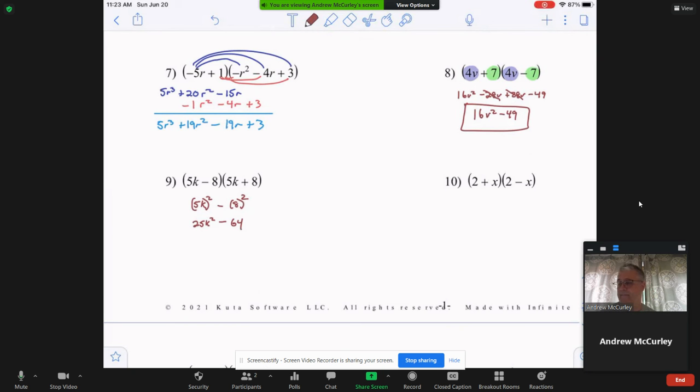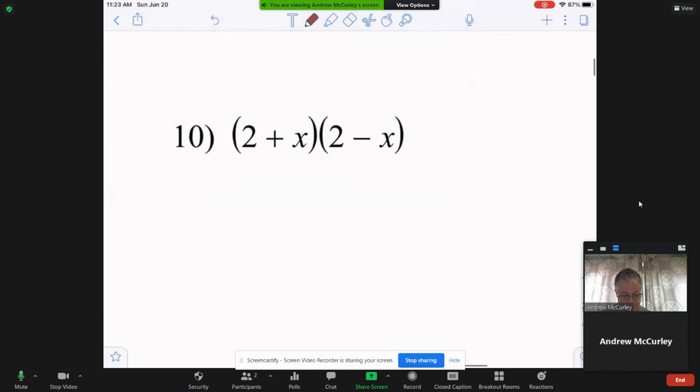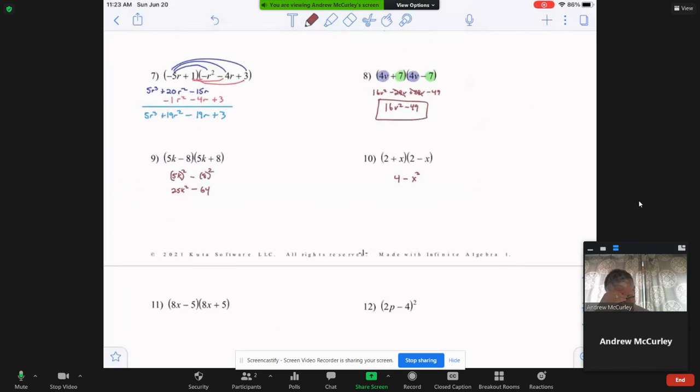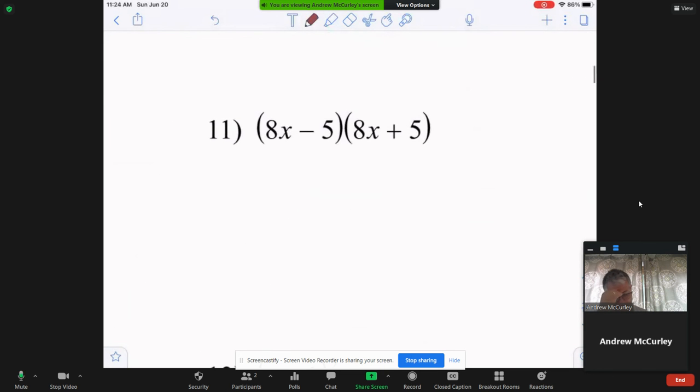And we're going to need to recognize that pattern as well when we factor, which is going to be in just a minute. All right, so this one, 2 times 2 is 4. x times x is x squared, minus sign in the middle. I know it's a conjugate. I know the middle terms are going to get blown away, so no problem. Same thing here. 8x times 8x, 64x squared minus 25.